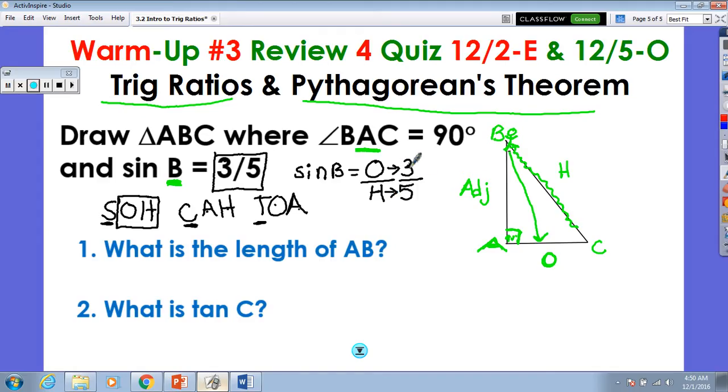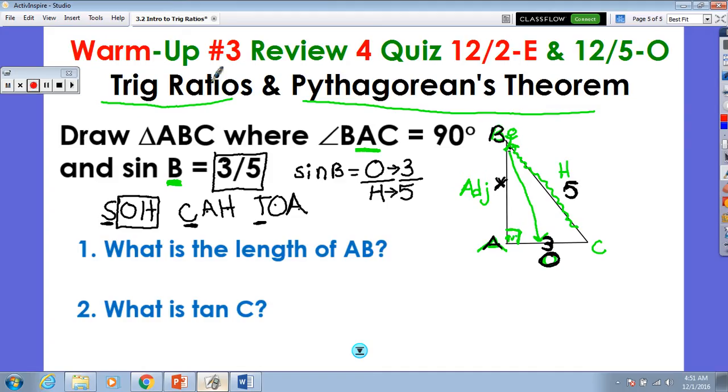So I'm going to put these measurements in the triangle where they belong. So the opposite side was this side. Remember, we said it had an O. So it's going to be equal to the number 3. So the length of this side is 3. Now the hypotenuse will have a length that is equal to 5, because that is what's given in this problem, okay? So now they ask me to find the length of AB, which means they want me to find this side.